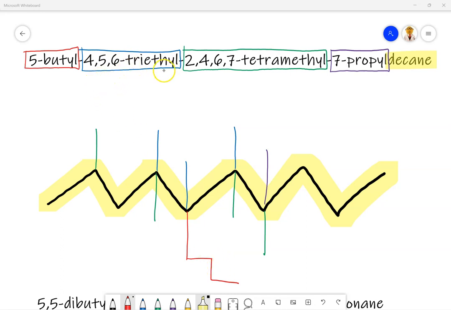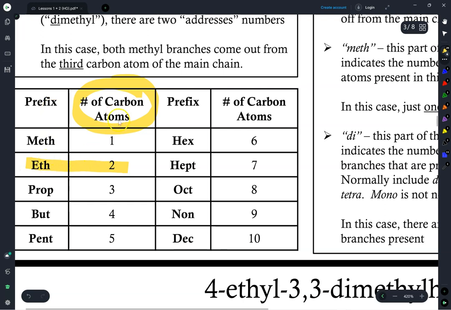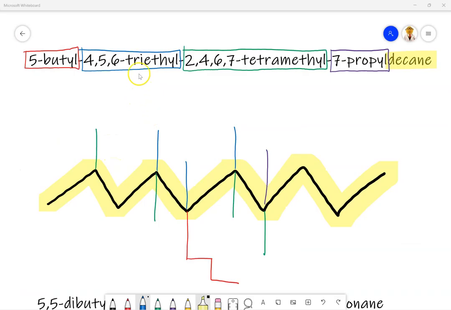It says triethyl. The prefix eth means that there are 2 carbons in this type of branch. So each of these requires 2 carbons. So on the 4, 5, 6, we got carbon number 1 and carbon number 2, carbon number 1 and carbon number 2, carbon number 1 and carbon number 2. So each of these 3 ethyl branches have 2 carbons. Again, instead of saying 4-ethyl, 5-ethyl, 6-ethyl, we use the tri prefix to tell the reader as a shortcut that there are 3 of these ethyl branches located on the 4th, 5th, and 6th carbon.